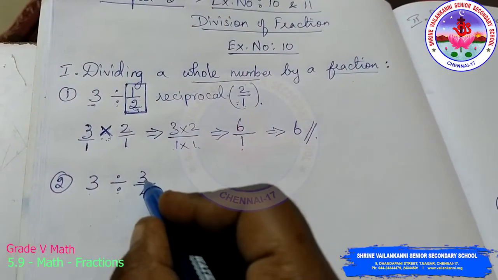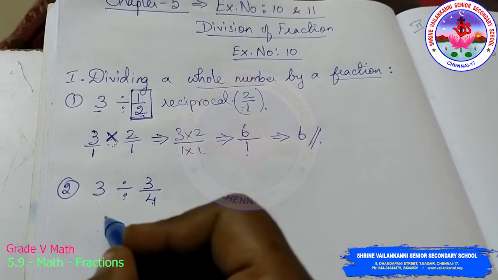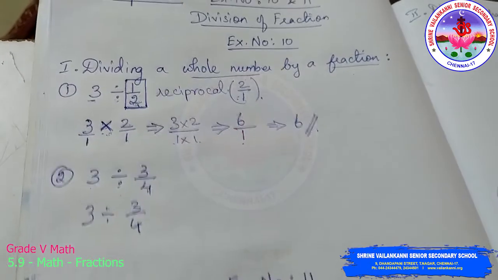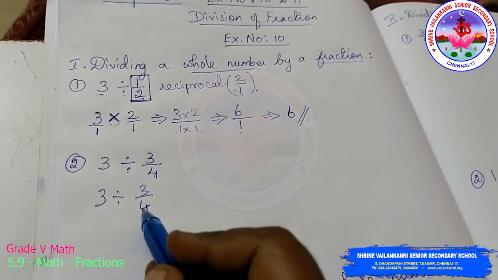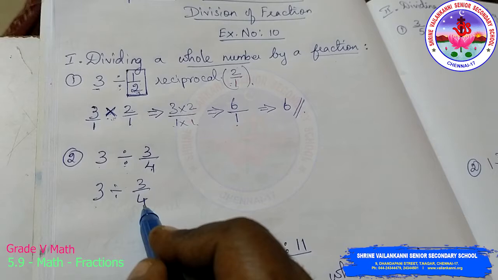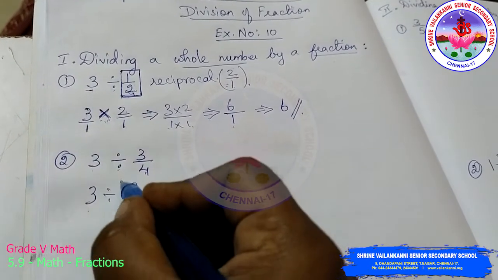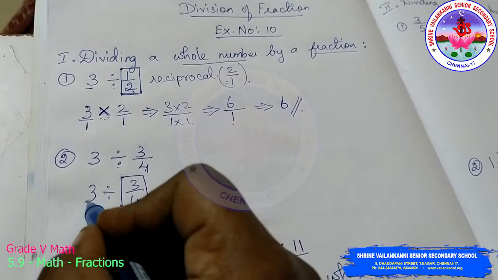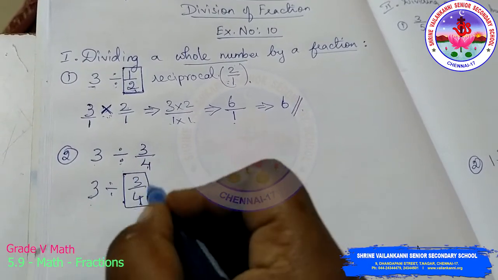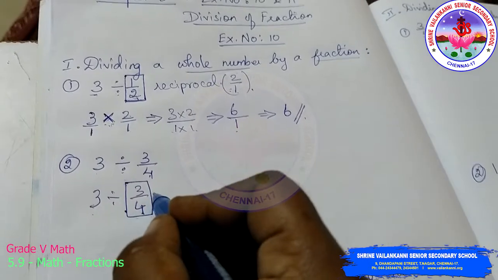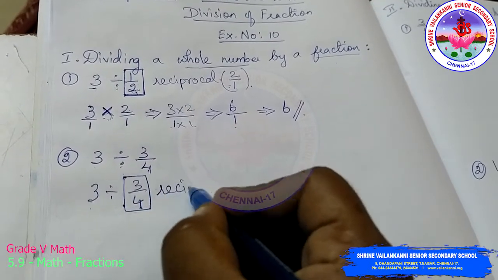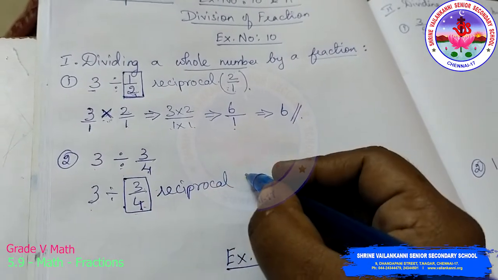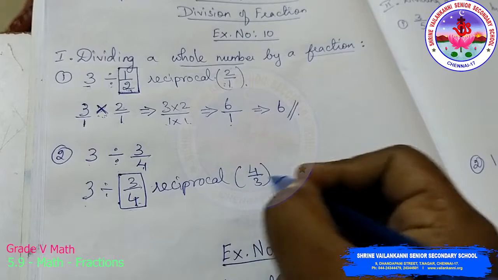Next I am moving to the second example, 3 divided by 3 by 4. Here again, there is the left side value and the right side value. You are supposed to consider the right side value, and this has to be reciprocal. The reciprocal of 3 by 4 is 4 by 3.